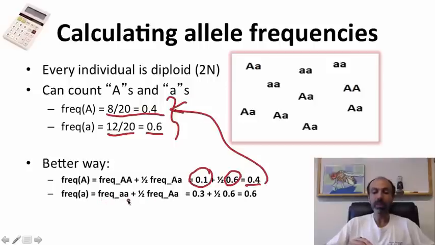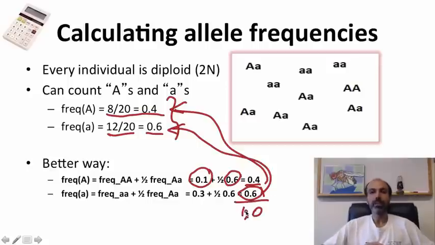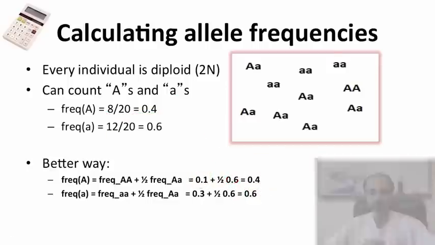Similarly, we can say the frequency of little a is 0.3 plus half of 0.6. So that's 0.3 plus 0.3, and that is 0.6. That's exactly what we see over here. And again, these add up to 100%. This is what we expect.